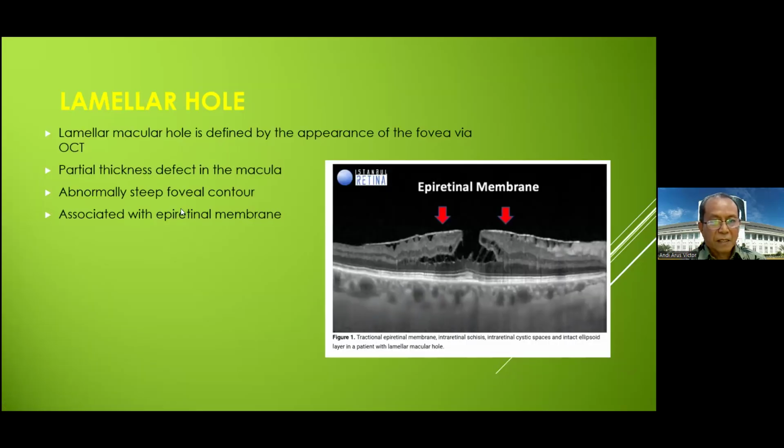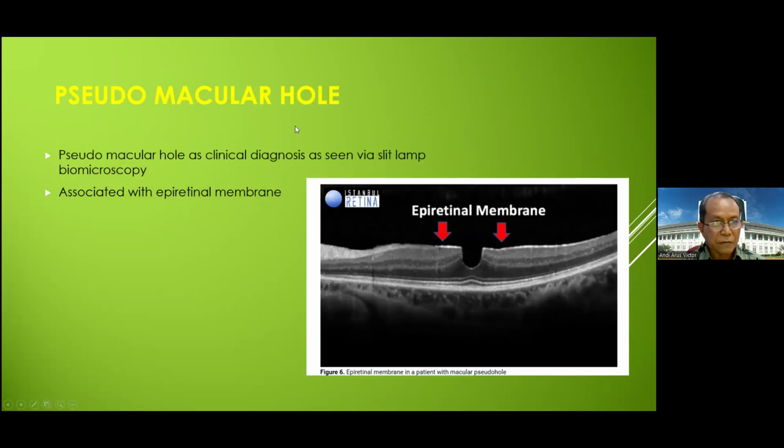Another vitreoretinal interface disorder is lamellar hole, defined by the appearance of the fovea on OCT. There is a partial thickness defect in the macula, with an abnormal steep foveal contour associated with epiretinal membrane. And the other is pseudomacular hole. We can diagnose it through slit lamp biomicroscopy, and it is usually associated with epiretinal membrane.